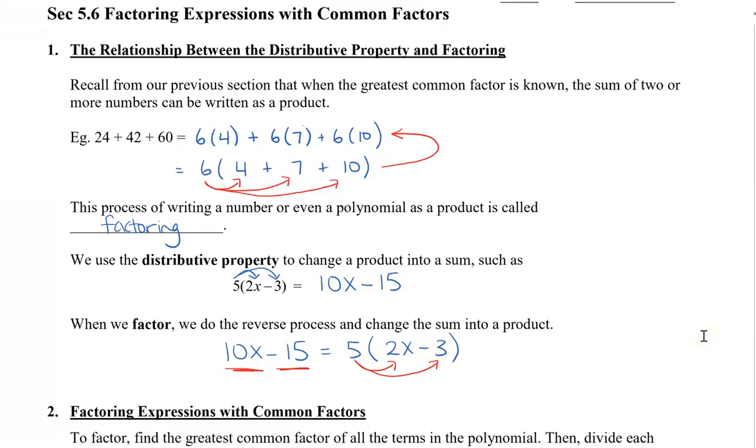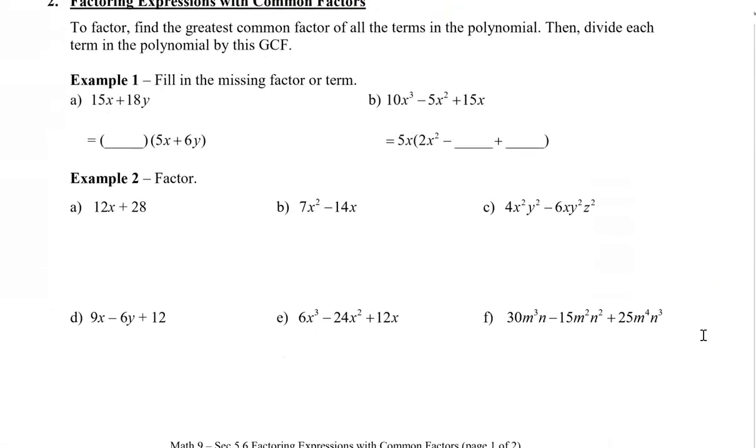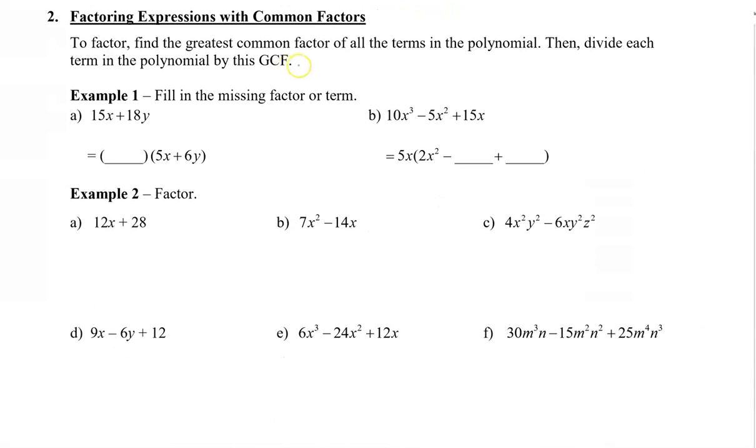Let's take a look at factoring expressions with common factors a little bit more closely. So to factor, find the greatest common factor of all the terms in the polynomial, then divide, notice it's division, divide each term in the polynomial by this greatest common factor. So let's start off with a couple of easier examples. Fill in the missing factor or term.